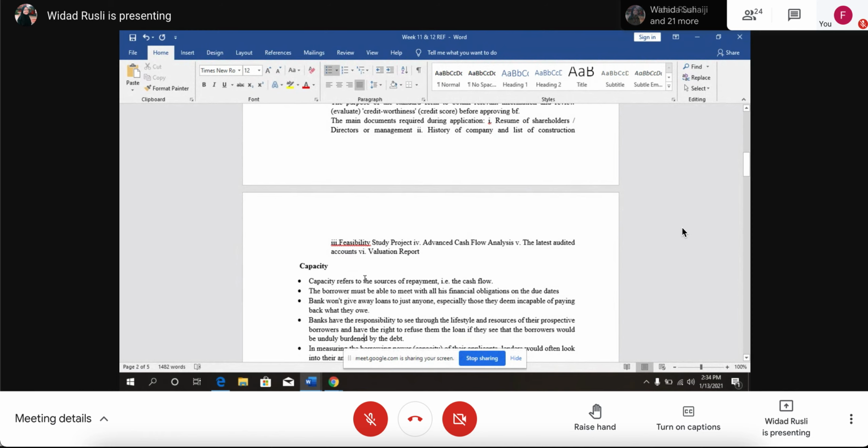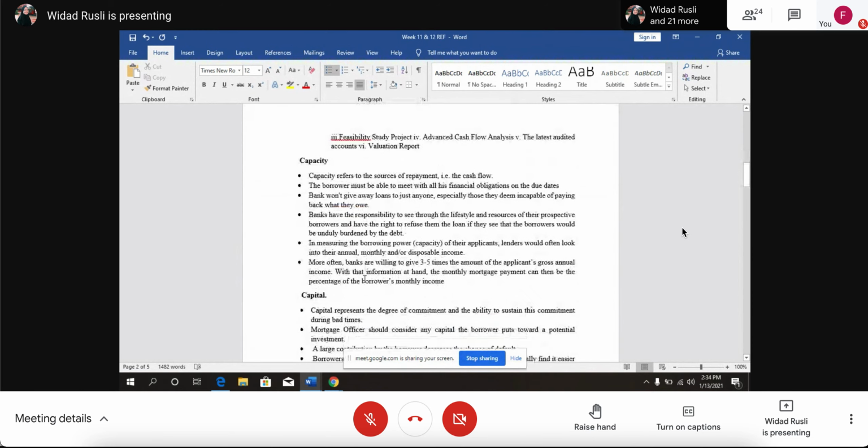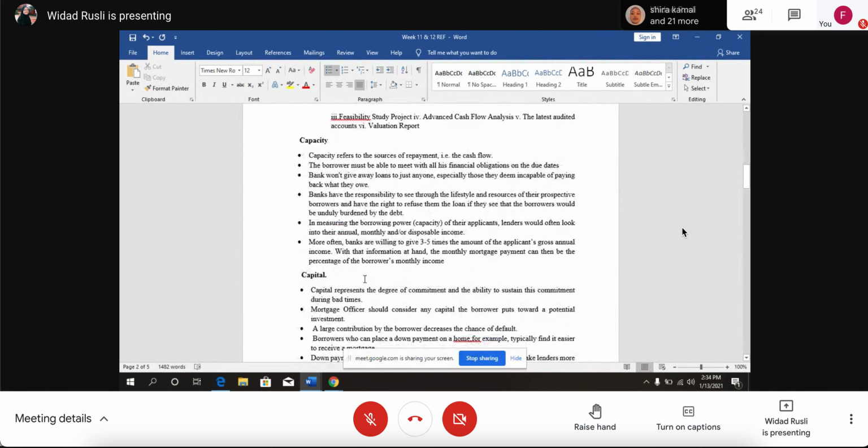The second thing they need to consider is capacity. Capacity refers to the source of repayment, for example, the cash flow. The borrower must be able to meet all his financial obligations on the due dates. A lender won't give loans to just anyone, especially those they deem incapable of paying back what they owe. So the financial institution, which is the mortgage officer, has the responsibility to see through the lifestyle and resources of the prospective borrower and has the right to refuse the loan if the borrower would be unduly burdened by the debt.